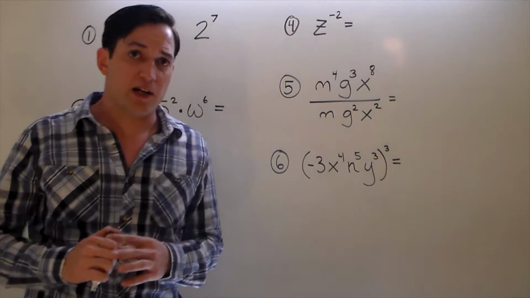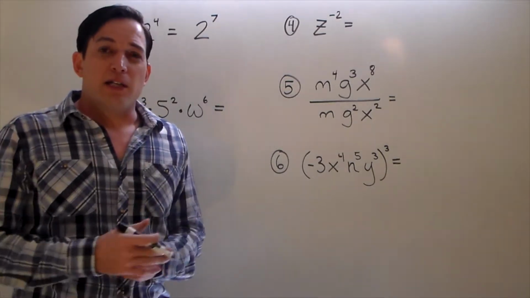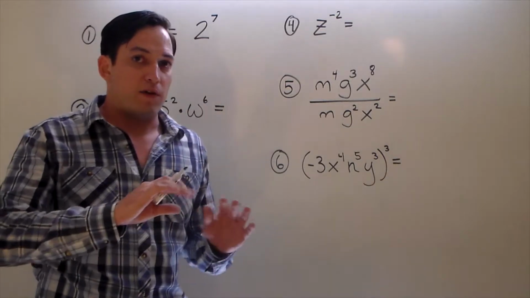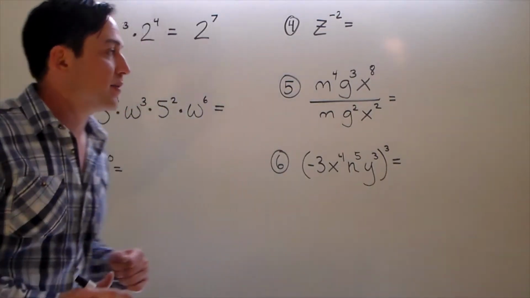I forgot to mention that everything here that is getting simplified, I don't want any negative exponents. So we would like to have all the negative exponents turn into positive exponents.